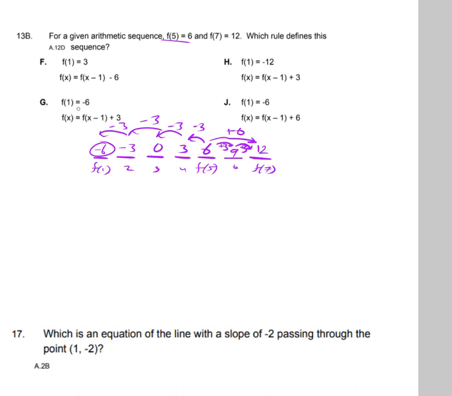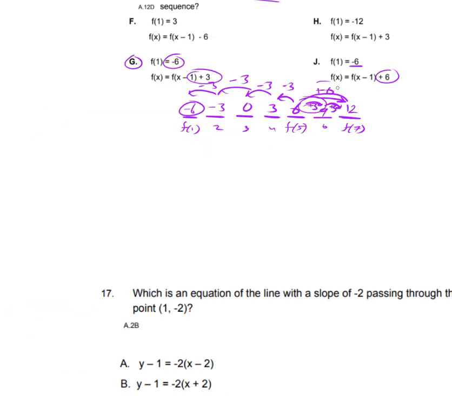So negative 6 is my first term, right? F of 1 is equal to negative 6, which is either J or G. My rule each time is this plus 3 here, right? Remember, plus 6 was this big, massive jump, but my individual jumps are each plus 3. So my rule is plus 3, and my first term is negative 6. So the correct answer is G. This one, although it has a first term of negative 6, the rule is plus 6, which was the jump across 2 spaces. But I need each individual jump. So that's why the answer is G and not J.